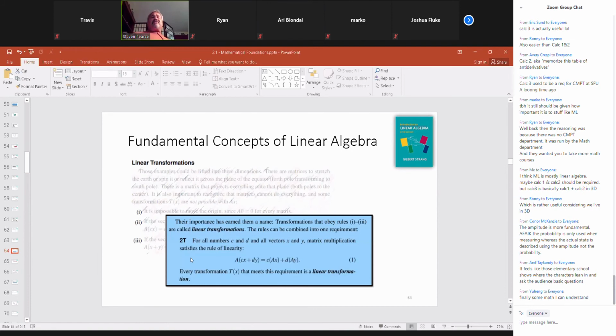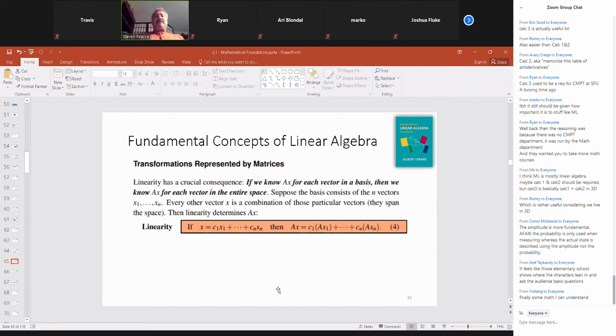And so we define, watch this, the transformations that obey these rules are called linear transformations. And so there's the definition of linear transformation. You must know that. Transformations that can be represented by matrices, of course, and that they are linear.